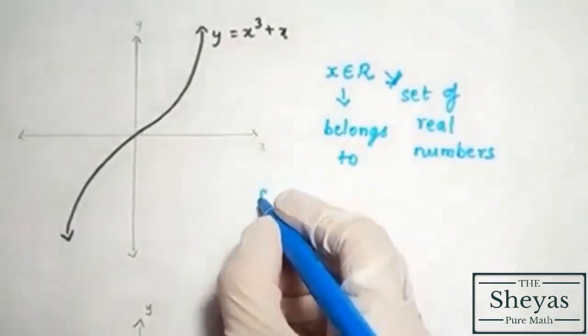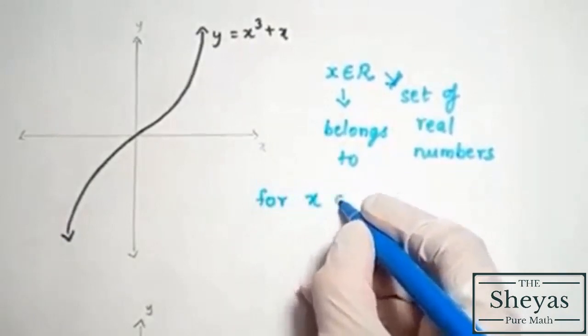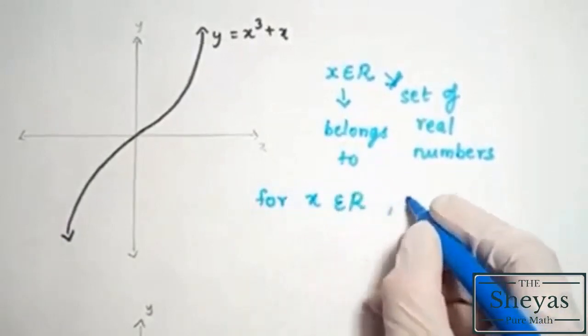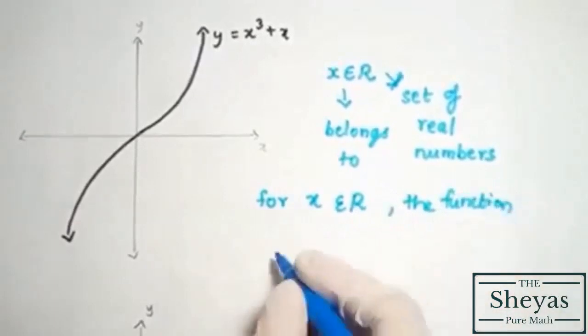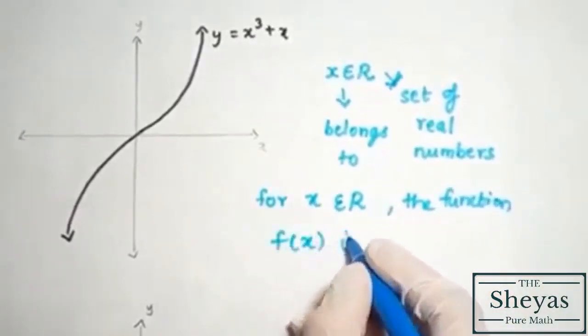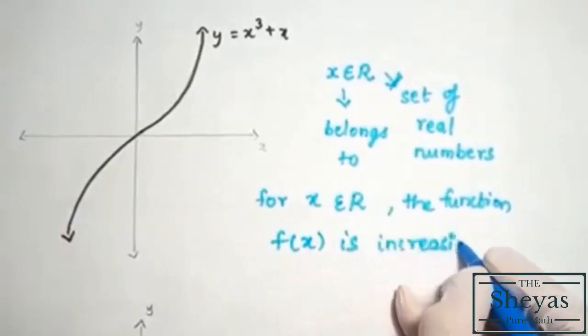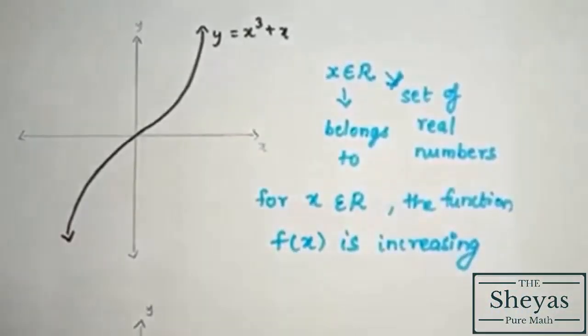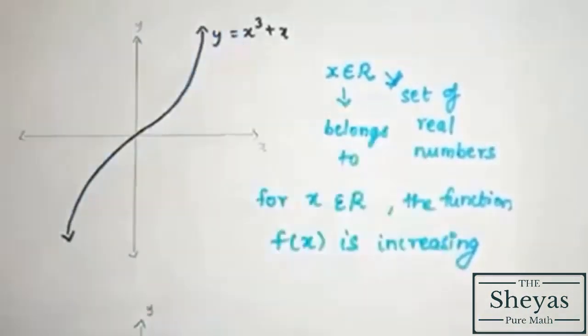So how can you conclude? For all x belongs to R, the function f of x is increasing. So for all real values of x, the function f of x is increasing.